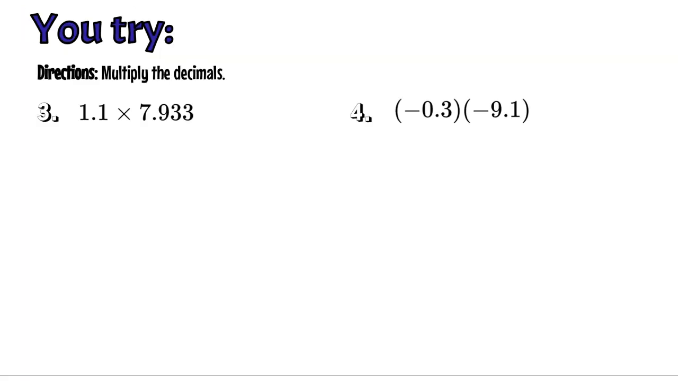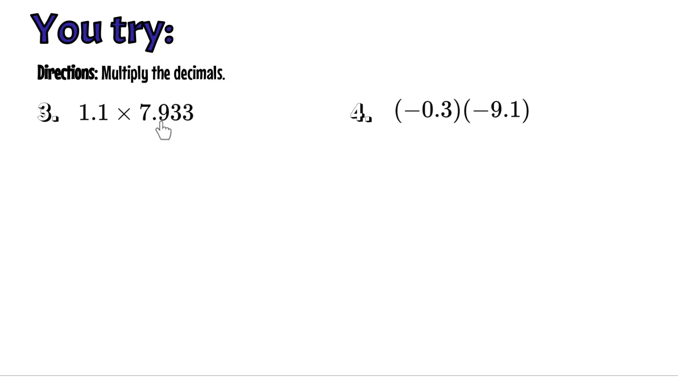Now it's your turn to try some examples on your own. But before you do, there's one more thing that I want to show you. Let's take a look at number 3. In number 3, I have 1.1 times 7.933. Notice that we have a lot more places here, right? There's 4 numbers that we're going to have to multiply.